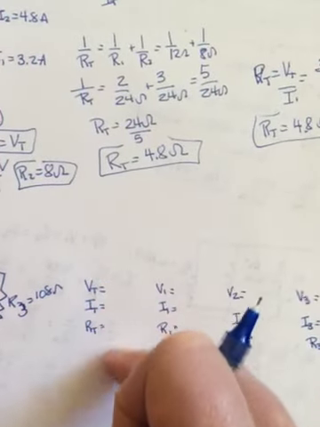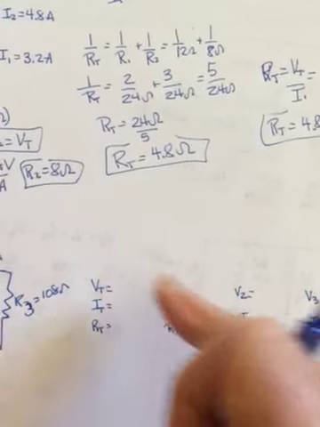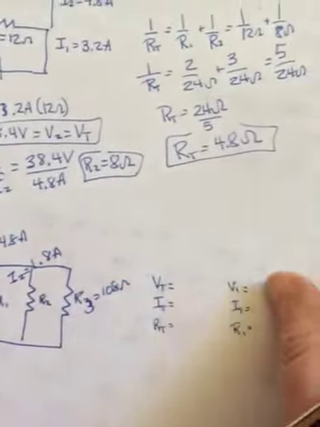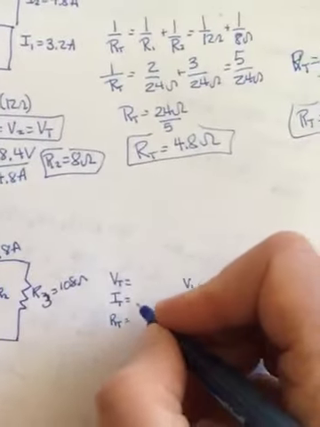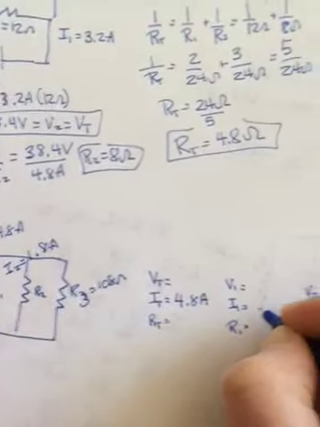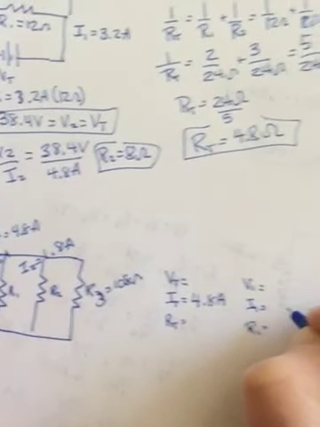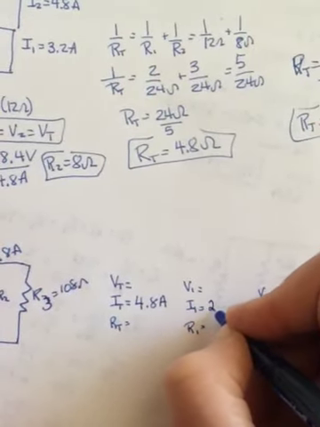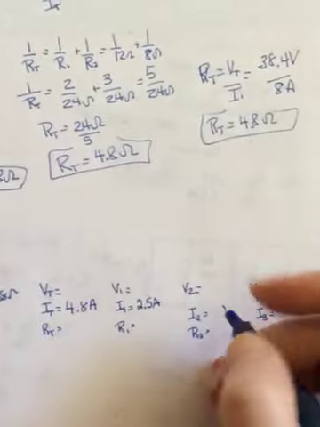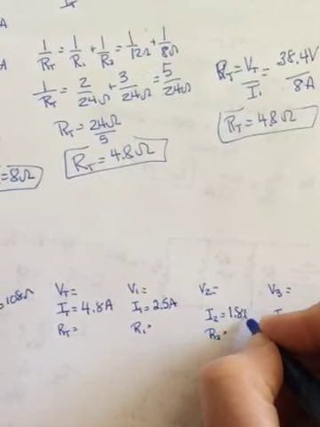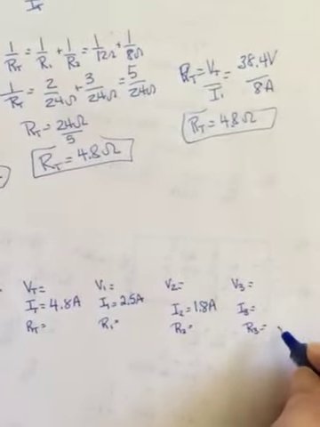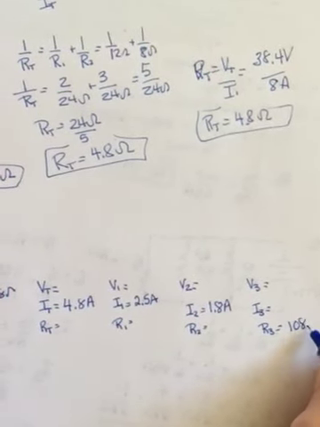And we always go V, I, R, going down, okay? V, I, R, so V total. And then we fill in what we know. And so we know I total is 4.8 amps. We know I1 is 2.5 amps. We know I2 is 1.8 amps. And we know R3 is 108 ohms.